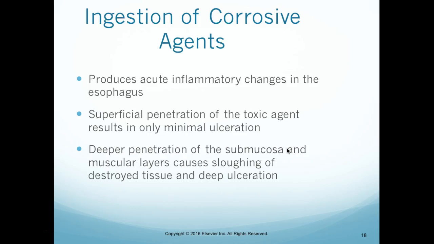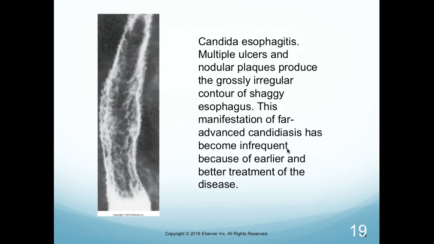If someone ingests corrosive agents, it produces acute inflammatory changes in the esophagus. I've seen someone drink bleach, battery acid, all kinds of stuff, and it's not pretty. Superficial penetration of the toxic agents results in only minimal ulceration. Deeper penetration of the submucosal and muscular layers causes sloughing and destroyed tissue and deep ulcerations. People that swallow batteries, this is what we're looking for. It's going to cause burns deep in the tissue, and it can perforate.